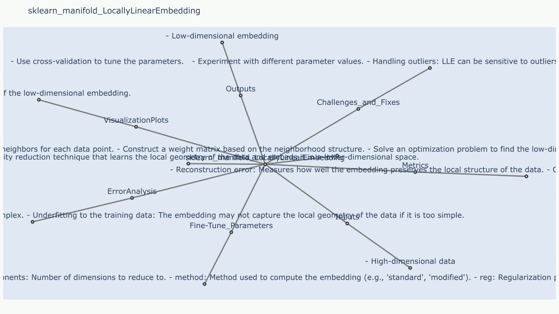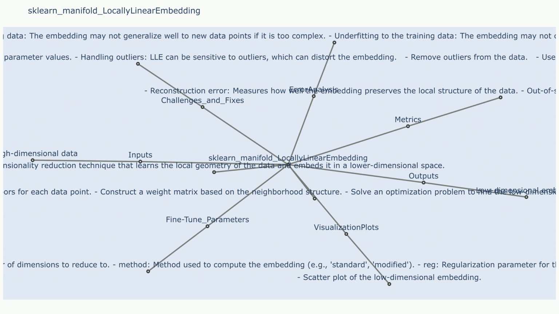Fine-tune parameters: n_neighbors, the number of neighbors to consider for each data point. This influences the local neighborhood structure and the resulting embedding. Method: the method used to solve the optimization problem for finding the embedding. Common options include standard eigenvalue decomposition and modified, using the Hessian of the cost function.